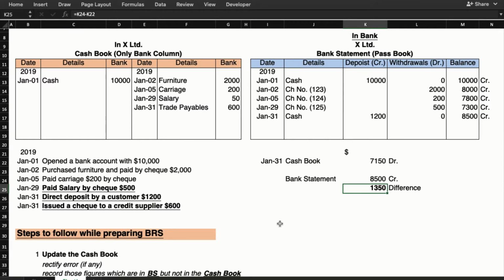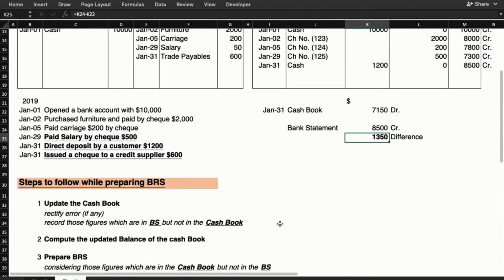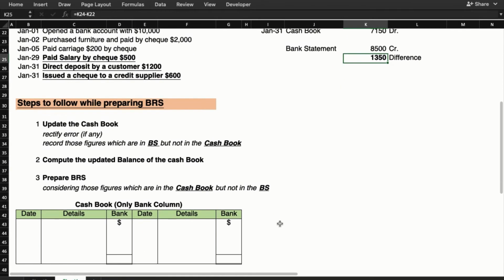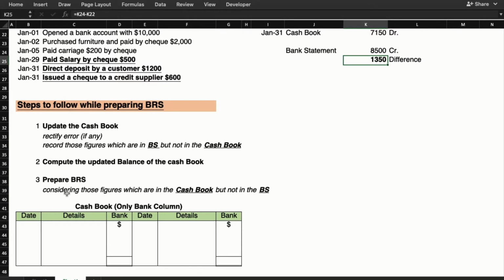So in this video, I am going to explain you what are the steps we need to follow to prepare bank reconciliation statement. So here we have those steps. So the first step is what? Update the cash book. So when I say update the cash book, I mean rectify error, if any. If while recording transaction in the cash book, we have done any error, that error we have to rectify. And after that we need to see those figures which are in bank statement but not in the cash book. So those figures now we need to record in the cash book in order to update the cash book.